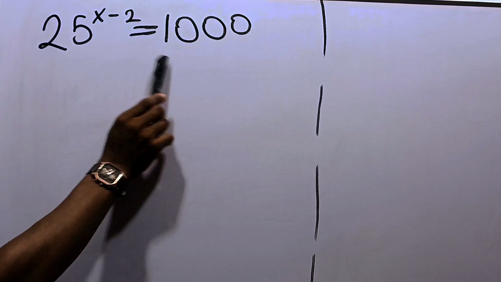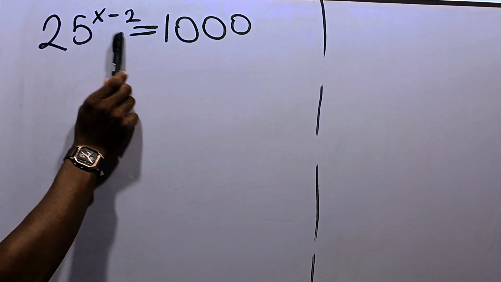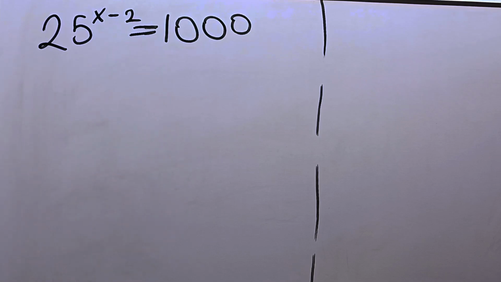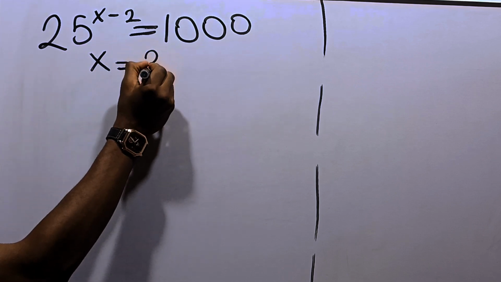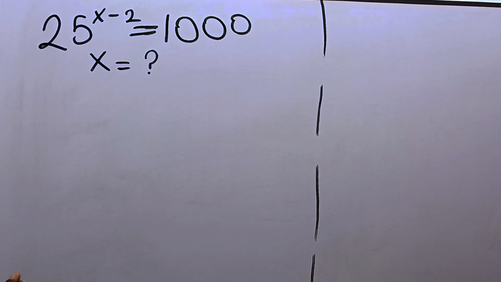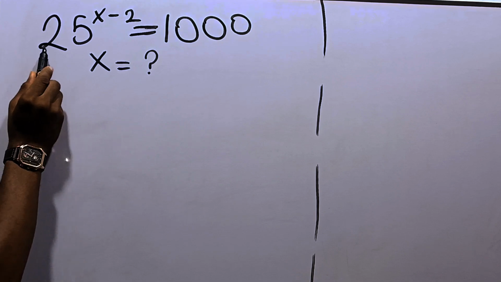Let's solve this question together. It says 25 raised to the power x minus 2 is equal to 1000. We're going to solve for the value of x in this question. Now, first things first, what we can do is to say 25.